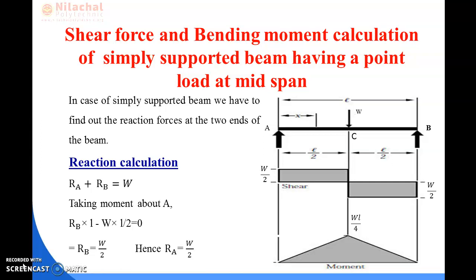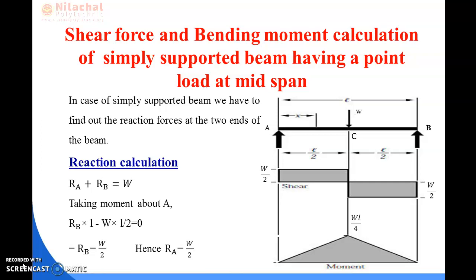In the last class we discussed the shear force and bending moment calculation of a cantilever beam with a point load and uniformly distributed load. And today we will learn about the shear force and bending moment calculation of a simply supported beam with a point load at the midspan of the beam.